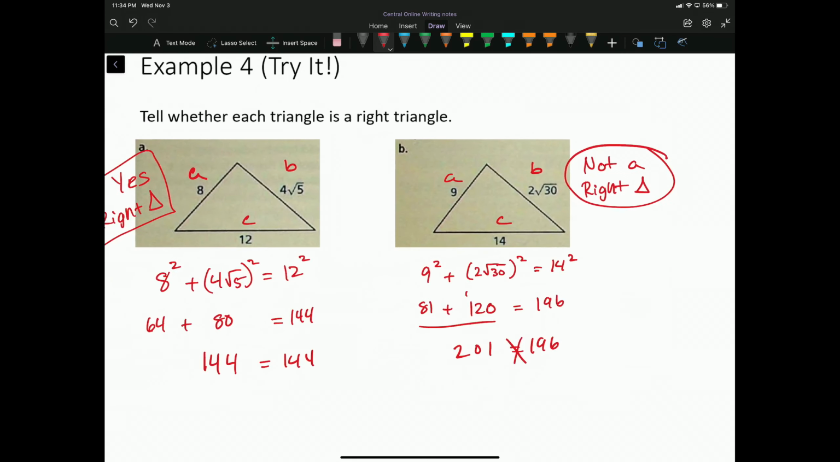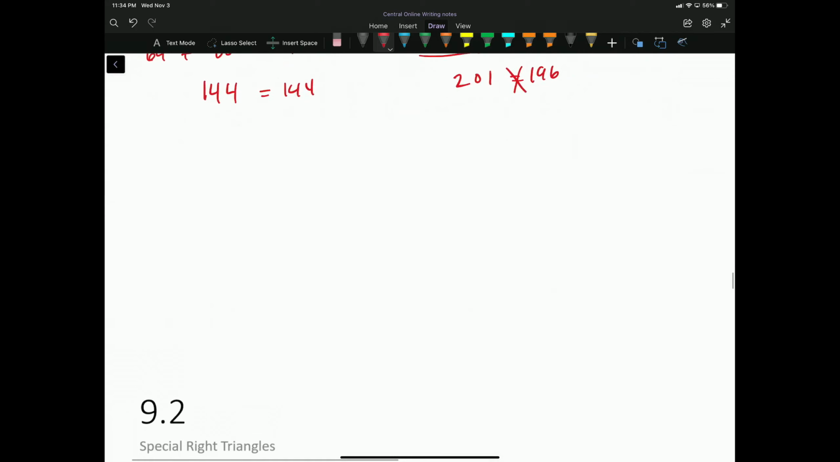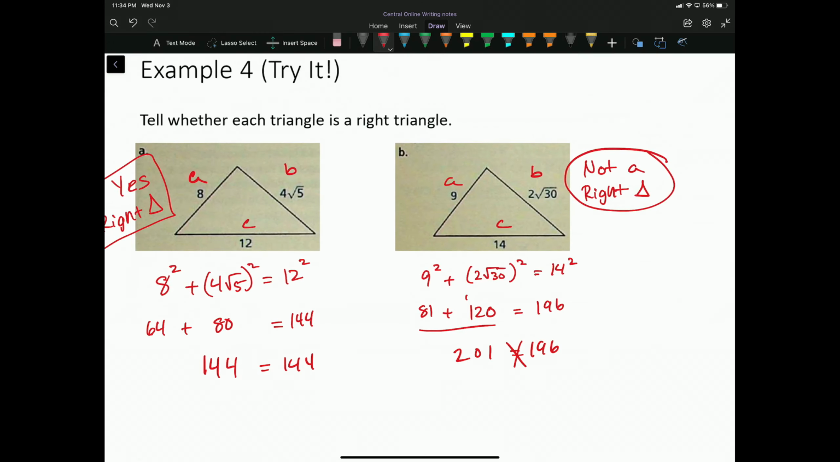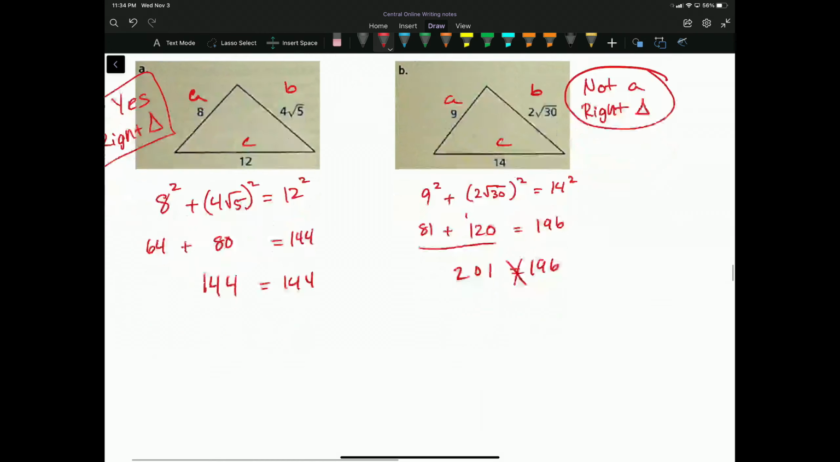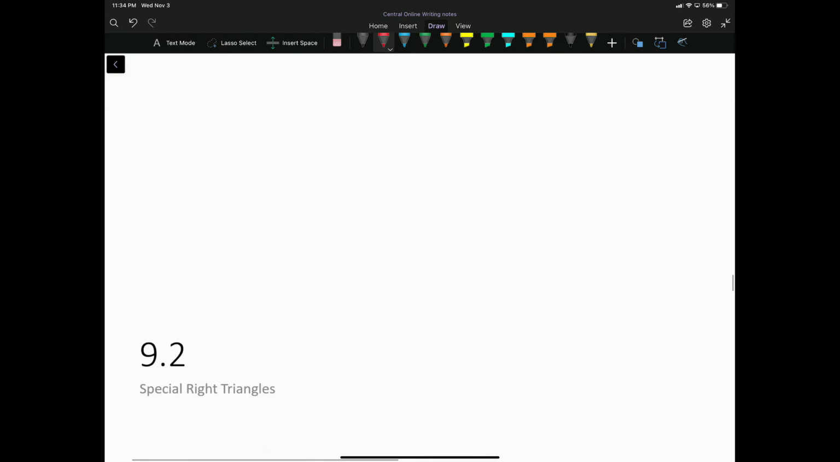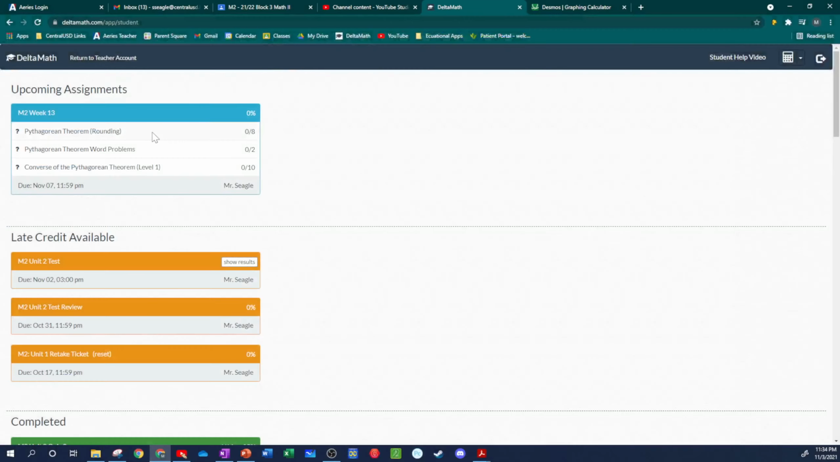All right, that's our last example, because tomorrow we're going to be starting our new section. It's going to be on special right triangles. We'll probably take a couple days on that. If you have any questions, please feel free to reach out to me. For the rest of the class, what I want you to work on is in Delta Math, I added the converse. I added 10 problems.